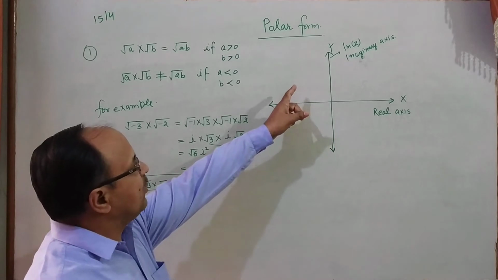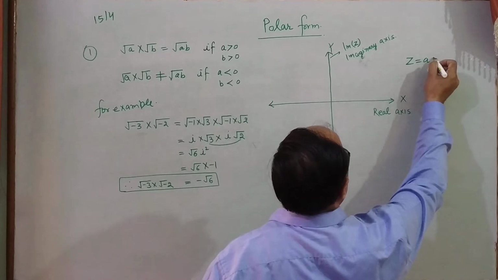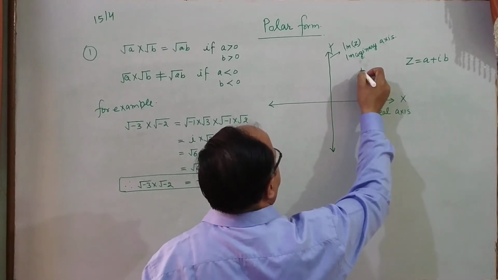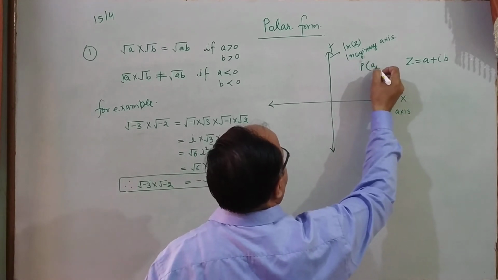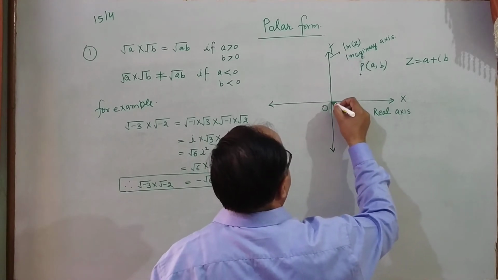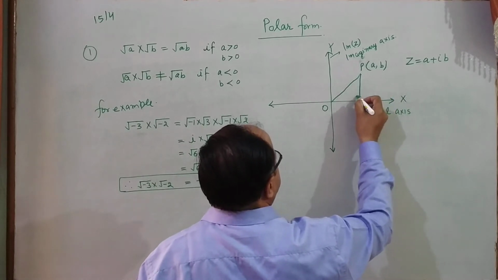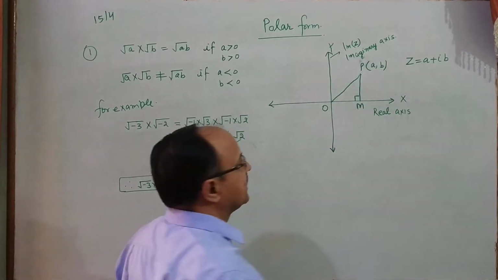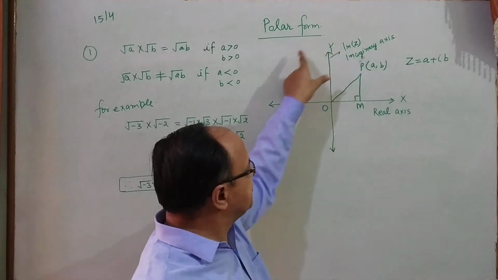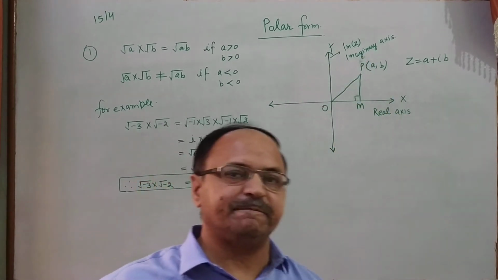Now we discuss the polar form of the complex number. You know z is equal to a plus iota b, and point P has coordinates a and b. This is the origin. Join OP and draw the perpendicular PM. You know that these are the coordinates of the point P, and this plane is called the complex plane, or you can say Argand plane.